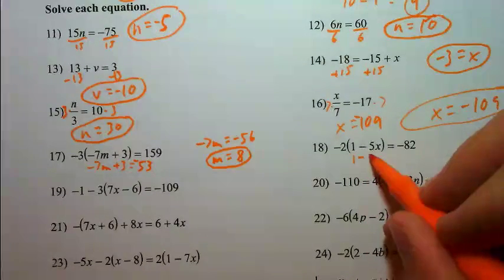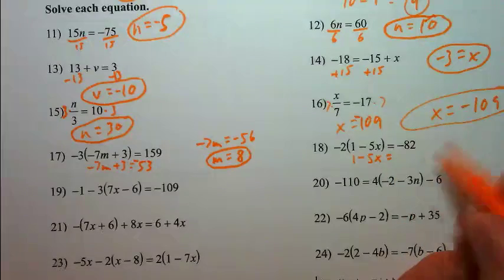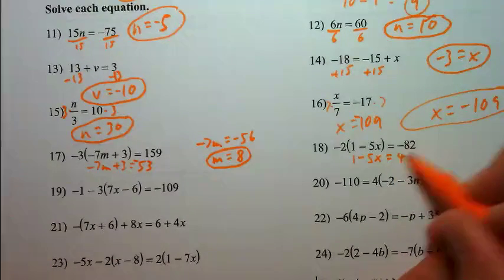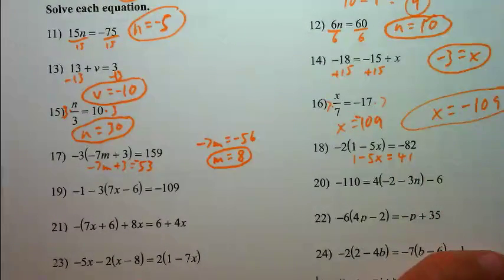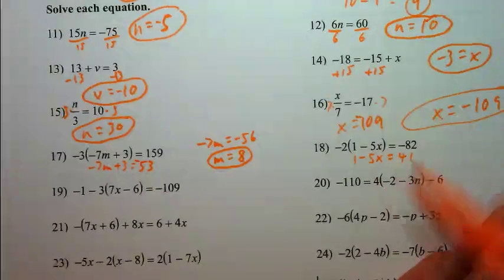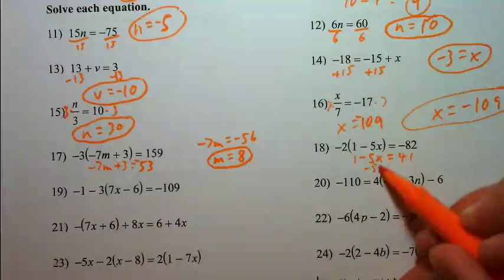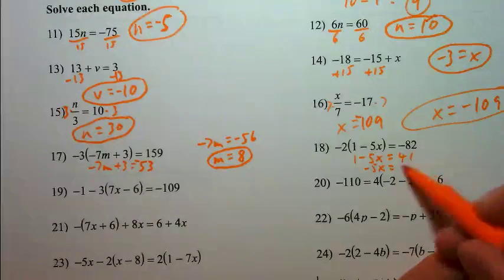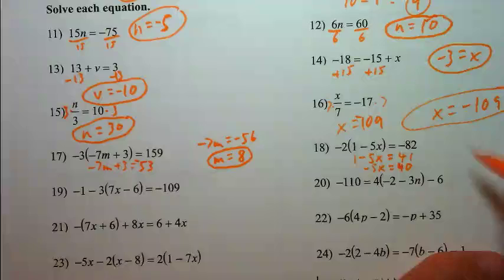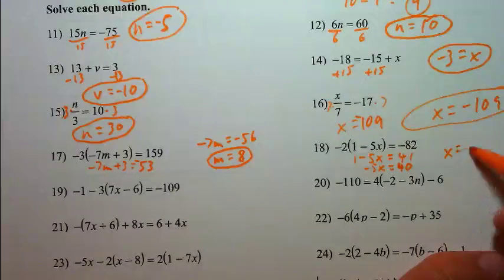You get 1 minus 5x equals positive 41. Then we need to bring the 1 over by subtracting it. So we're still going to have negative 5x equals 40. And then finally, divide off the negative 5x. So we get a negative 8.